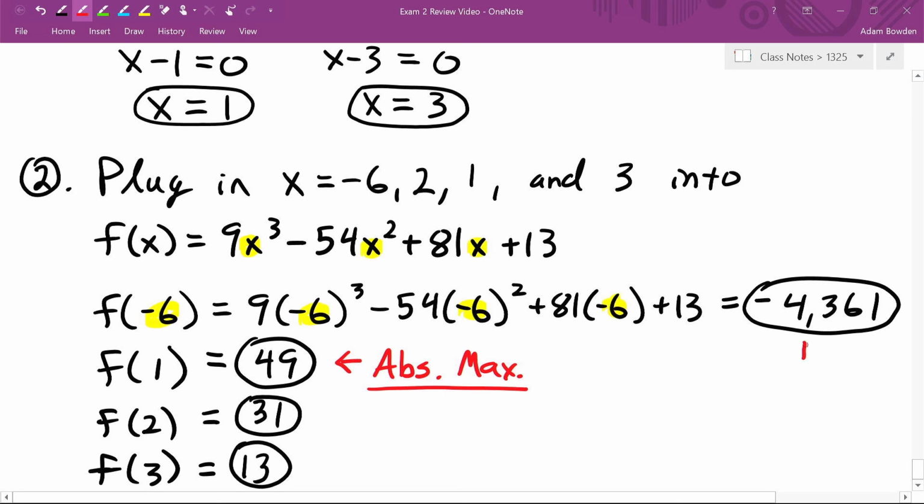The smallest number of all of them is the -4,361. We'll call that the absolute minimum of the function.